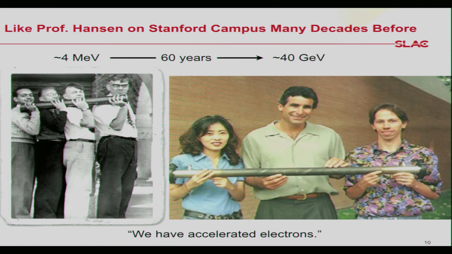And in fact, they were so proud of this, they submitted one of the most beautiful reports to the Office of Naval Research, where the entire report said, "We have accelerated electrons." Well, fast forward 60 years later, we're now talking about in the same space, here's one of our early plasma accelerators, we're inside this tube, not adding 4 MeV of energy to the beam, but adding 40 GeV of energy, so 10,000 times the energy gain in the same amount of space.